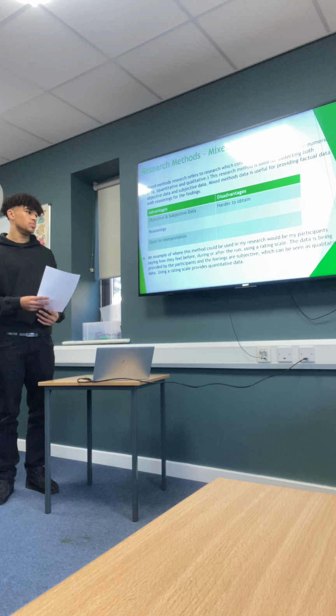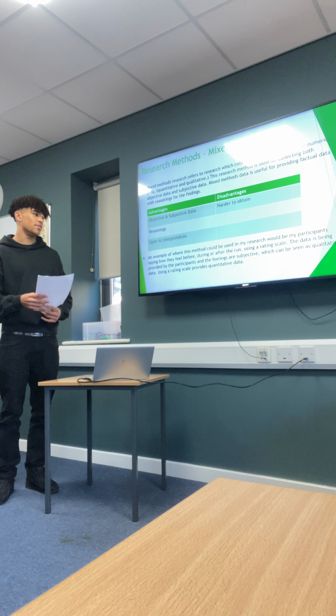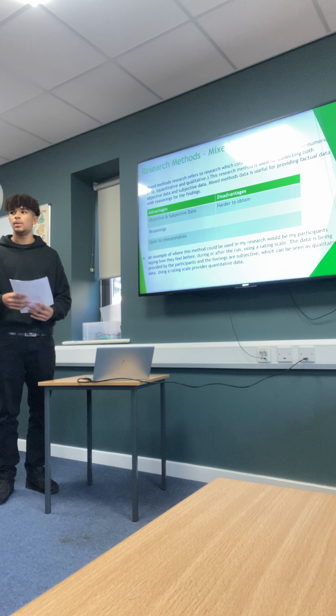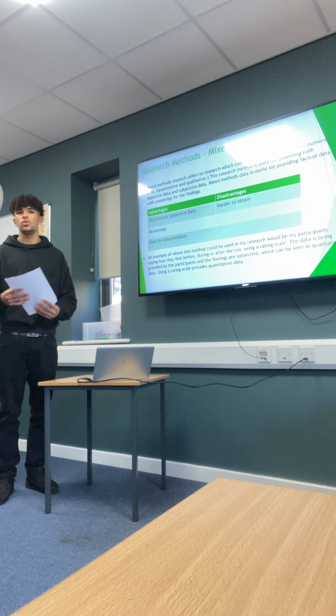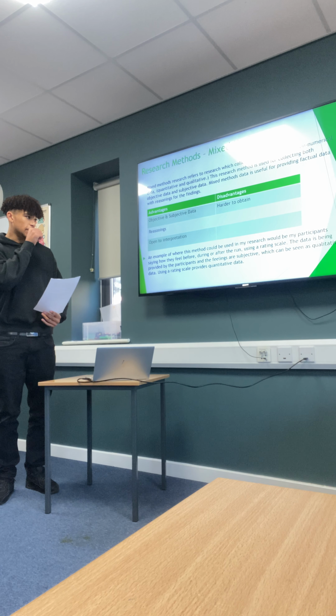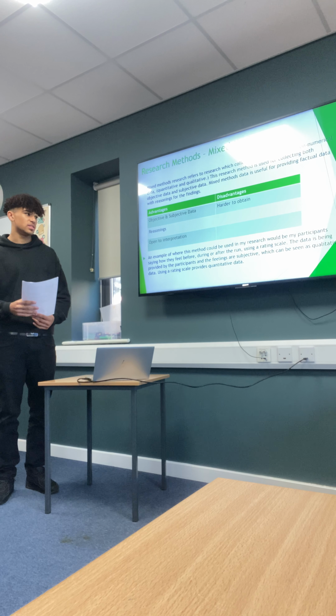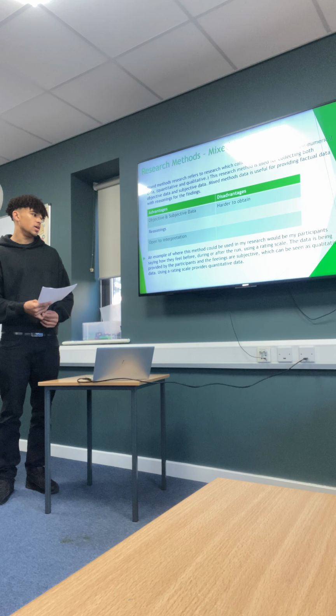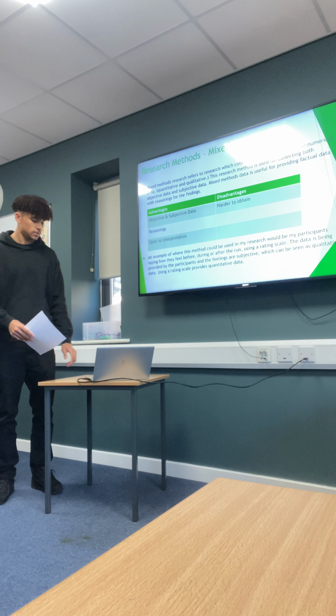An example of where this could be used is participants saying how they feel before, during or after the run, but using a rating scale instead of words. So how did you feel on a scale of 1 to 10? And then that data would be in numbers. The data is being provided by the participants and the feelings are subjective, which is qualitative, and the rating scale will be quantitative.